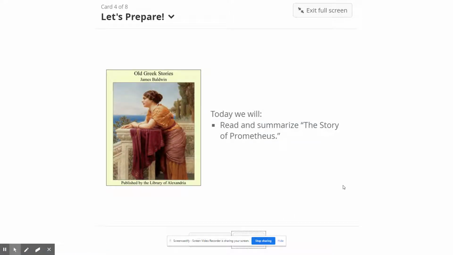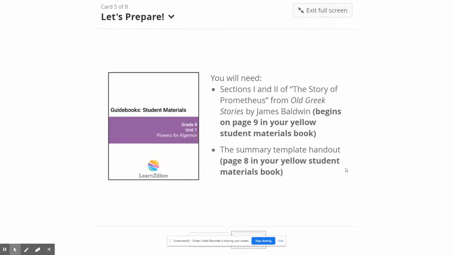Today we're going to begin by looking at a Greek myth, the story of Prometheus. And you'll be using sections 1 and 2 of the story of Prometheus from Old Greek Stories by James Baldwin. It's on page 9 in that yellow book that I gave you on Friday, your student materials handbook. And then there's going to be a summary template handout on page 8 in your yellow student materials book as well.